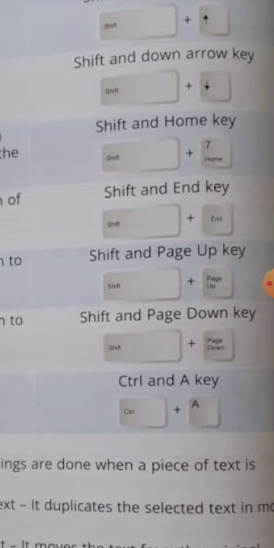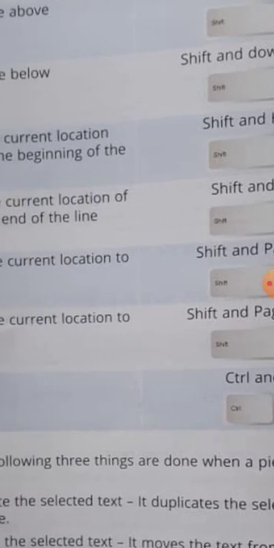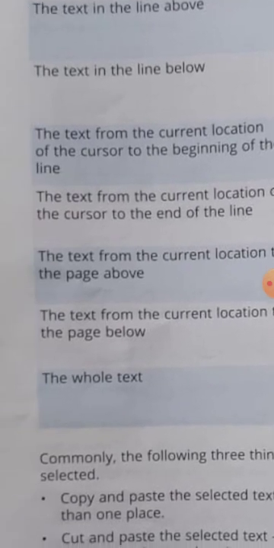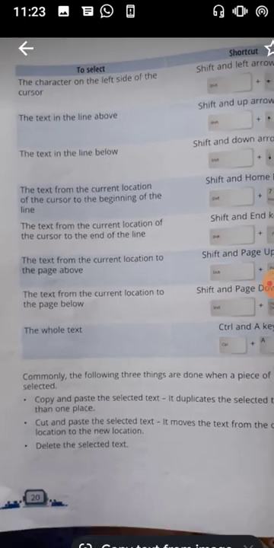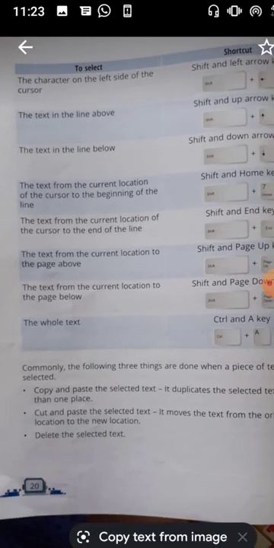Whenever you press Control along with A key, the whole text will be selected. Means complete text will be selected. Children, whenever you do it in your computer lab, you will learn more and more. So, you just read and try to learn.